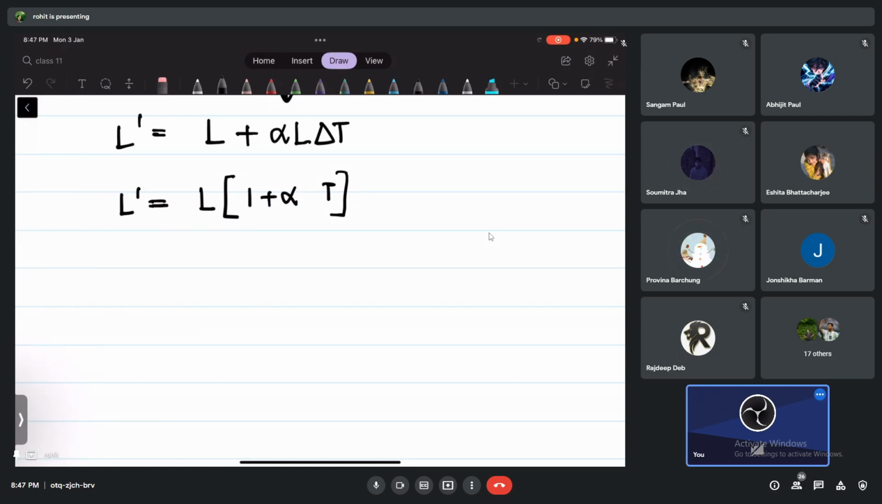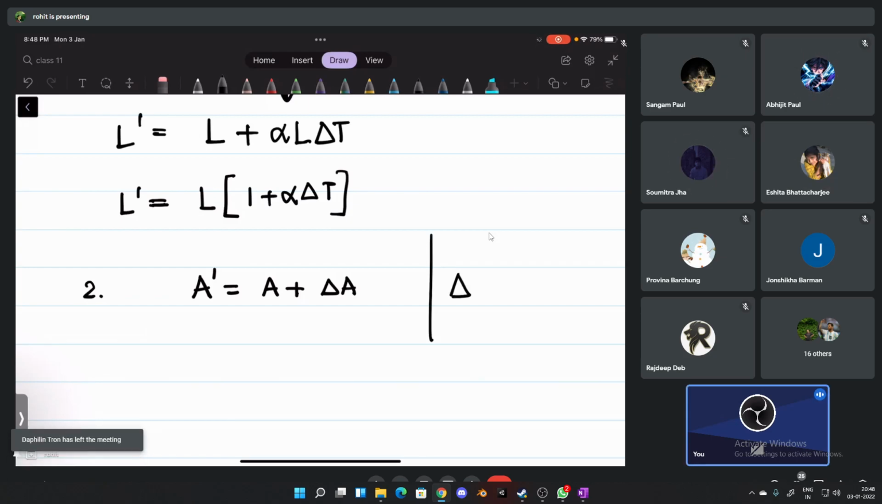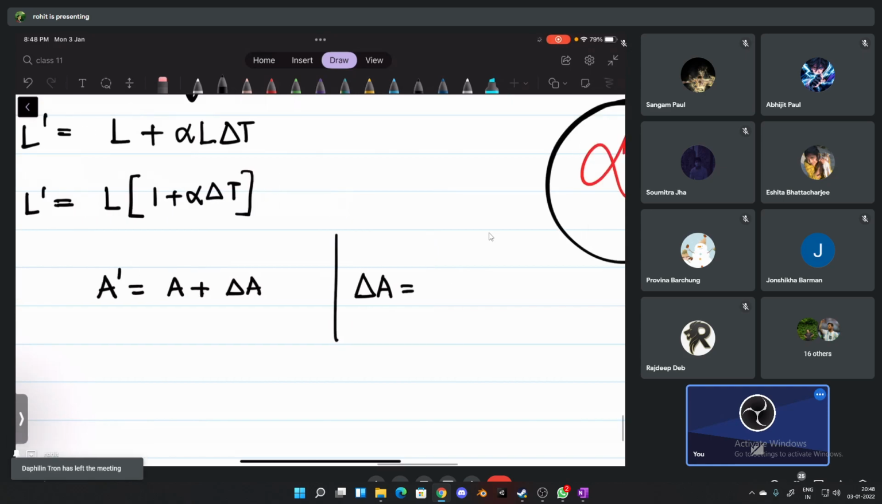Can I go directly to volumetric expansion and superficial expansion? Yes, sir. For superficial expansion, see how I am writing. The new area will be equal to how much? Actual area plus the increase in area. Now again you tell me, the increase in area, which is the expansion of area, depends on what?